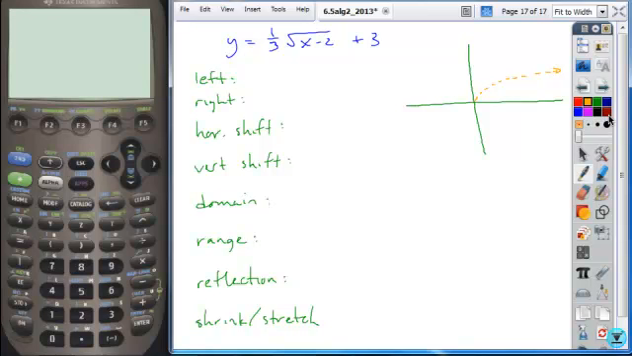All right, let's start talking through. Okay, so here's our parent function. It's this square root, which looks like this. Let's look at our shifting. So start from the right and work our way to the left.